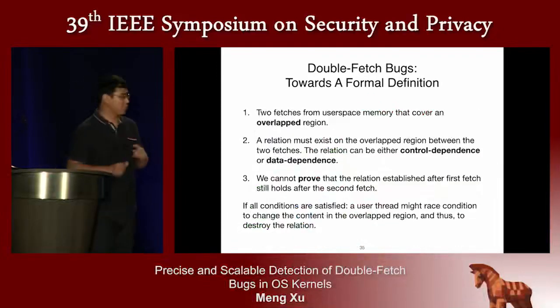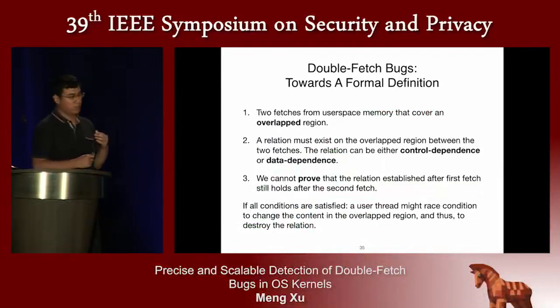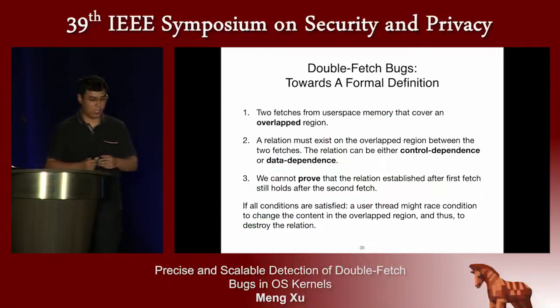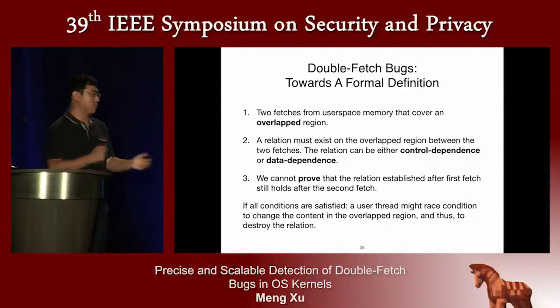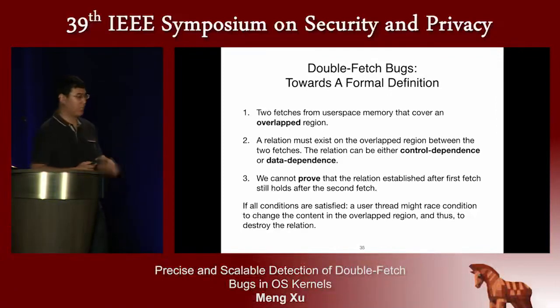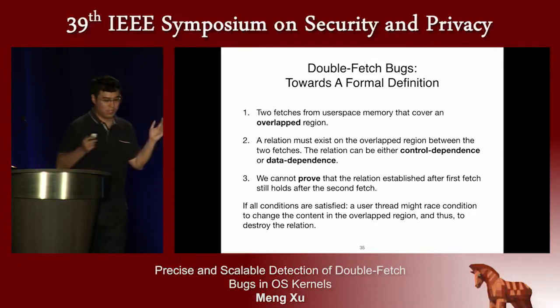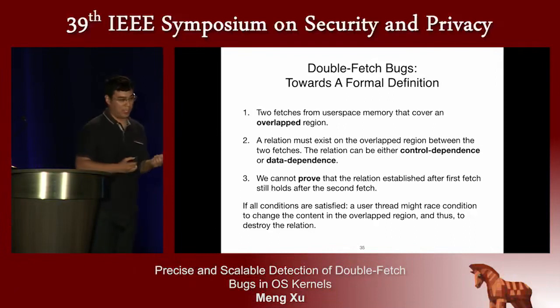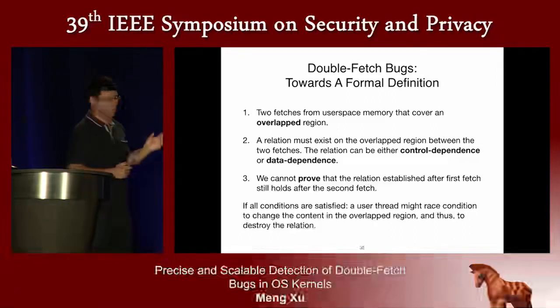So, a quick recap. To find a double fetch bug, we have to have two fetches that have overlap regions, and some relation must be established between these two in this overlap region, either control dependence or data dependence. And we cannot prove that at the end of the function, the relation is still valid after the second fetch. Therefore, this is the definition of a double fetch bug.